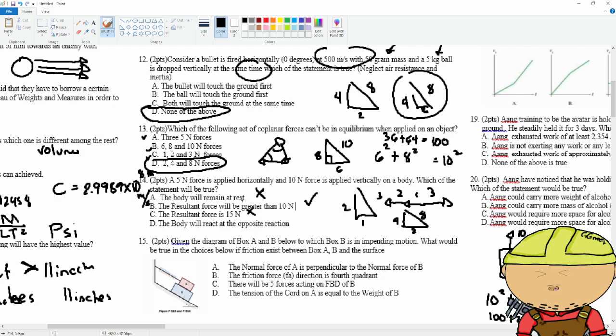Well, there's no friction included, so the answer will be letter B. Okay? No one said anything about friction. There's no friction in the problem. The only sure thing will be letter B.